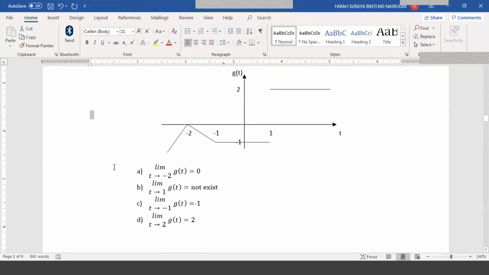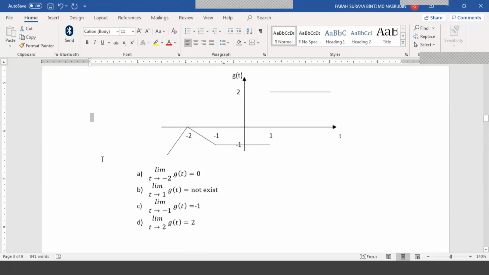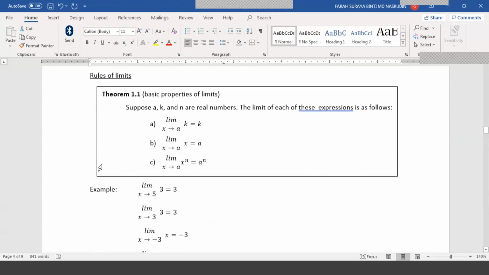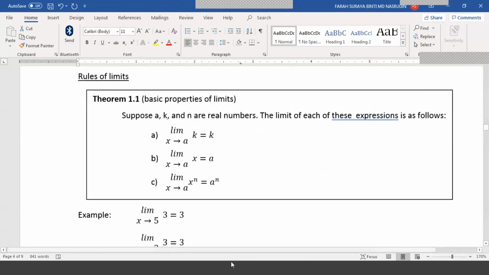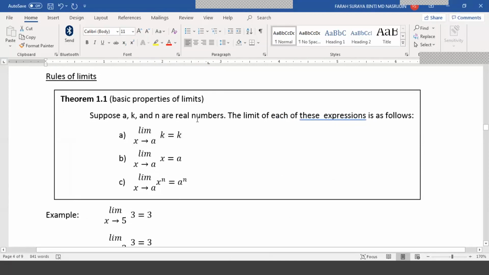So, itu hanyalah konsep limit, kalau awak boleh tengok daripada graf lah. Okay, ini pula adalah rules of limit. A, K, and N are real numbers. Suppose you have an expression like this. Limit X approach A, function dia K, where K is a real number. So it is equal to K.